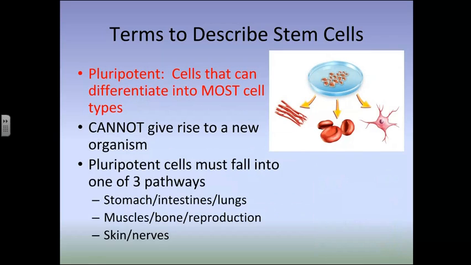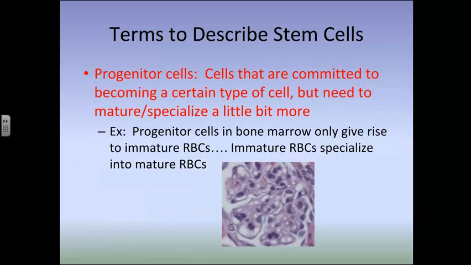We also have stem cells that are called pluripotent, and pluripotent stem cells can differentiate into most cell types. They couldn't give you a whole new organism, but they usually can fall into one of the pathways. They can turn into stomach, intestines, and lungs, or they can turn into muscles, bone, or reproductive tissue, or they can turn into skin and nerves. So it's kind of interesting that those particular tissues are related to one another, right?